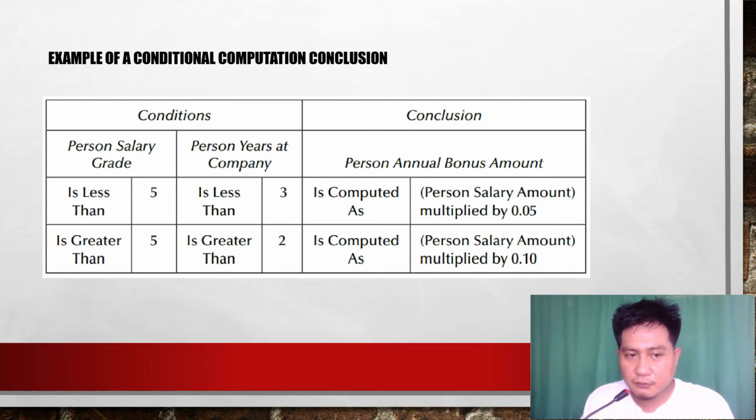But if the salary grade of that employee is greater than 5, and the person's years working in the company is greater than 2, the annual bonus amount should be computed with the person's current salary multiplied by 0.10% of that monthly salary. Okay, that is the condition. So for a conditional computation conclusion, we have two different sets of conditions.